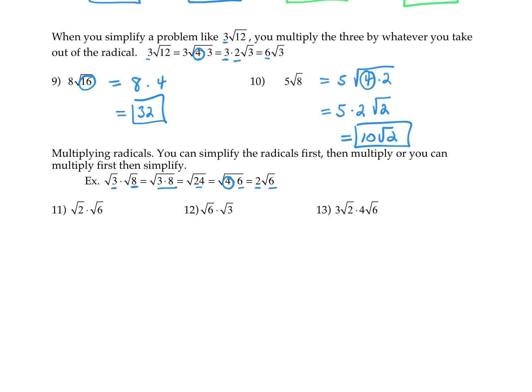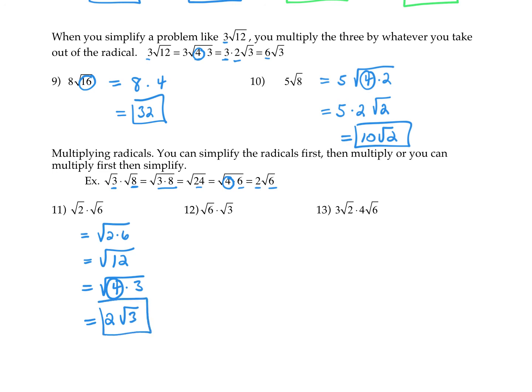So for number 11, the square root of 2 times the square root of 6 will become the square root of 12. And then we want to factor that into 4 times 3. This 4 is the perfect square that divides into 12. The square root of 4 gives us 2, and we're left with that 3 inside the radical.